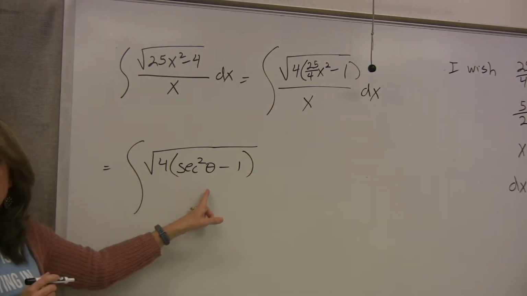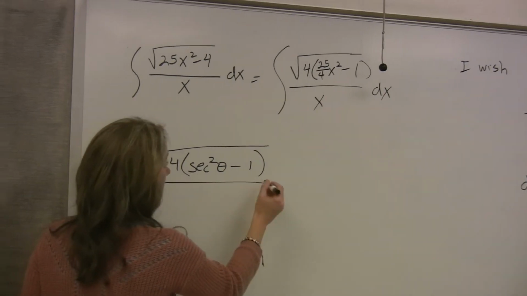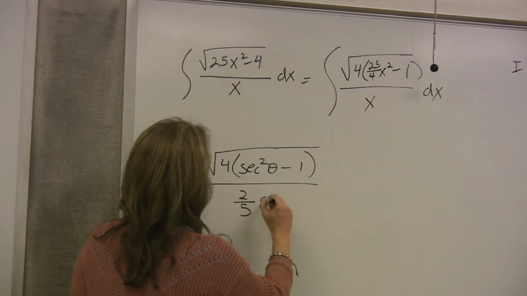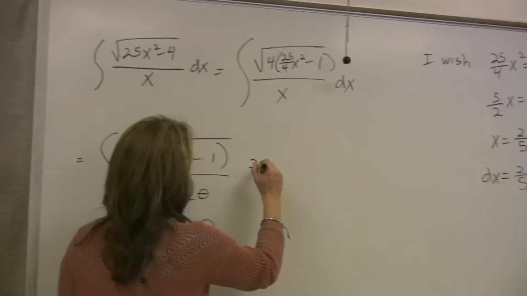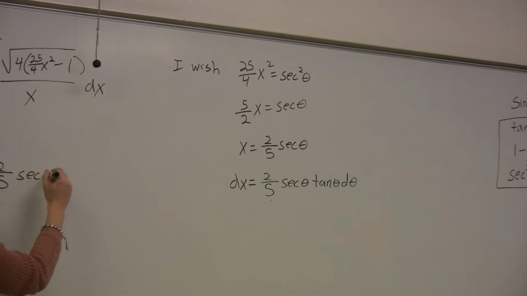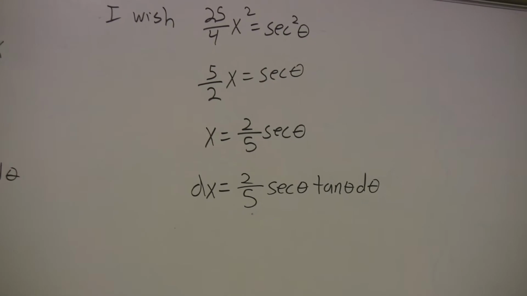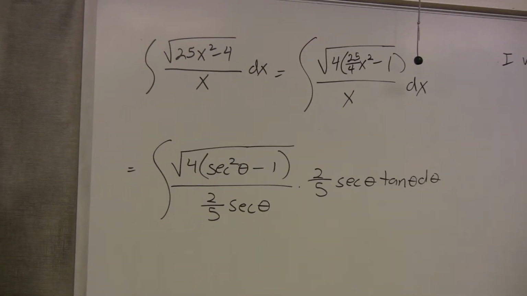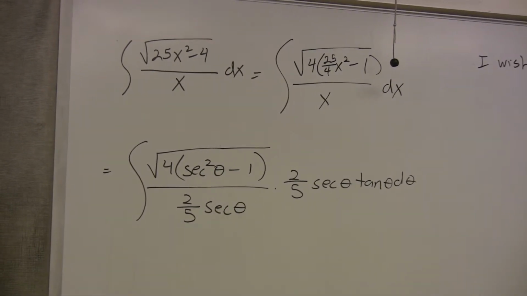There's my secant squared on the top. The bottom is just x, which is 2/5 secant theta. And then the dx is 2/5 secant theta, tangent theta, d theta. It will always get messier and then it'll get better, I swear, if you did the right substitution.